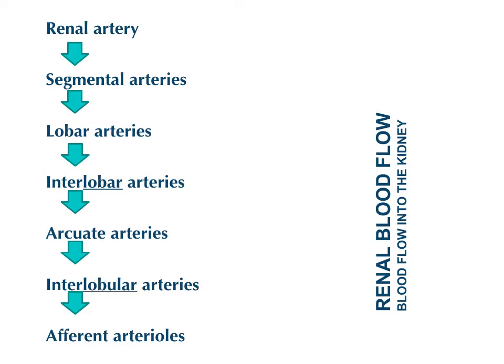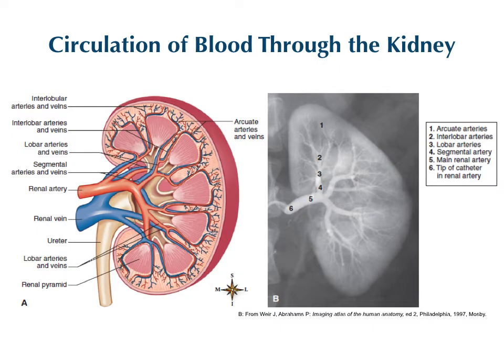Between the pyramids of the kidney's medulla, the lobar arteries branch to form the interlobar arteries that extend outward toward the cortex and then arch over the bases of the pyramids to form the arcuate arteries. From the arcuate arteries, interlobular arteries or cortical radiate arteries penetrate the cortex. From these, we will get the afferent arterioles that will carry blood directly to the tiny functional units of the kidney called the nephron.